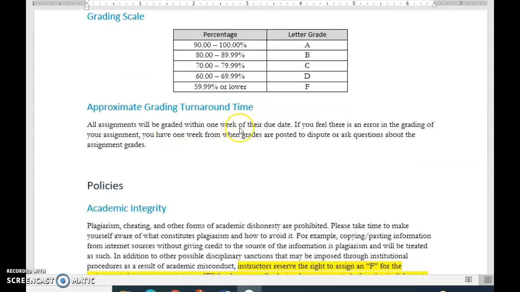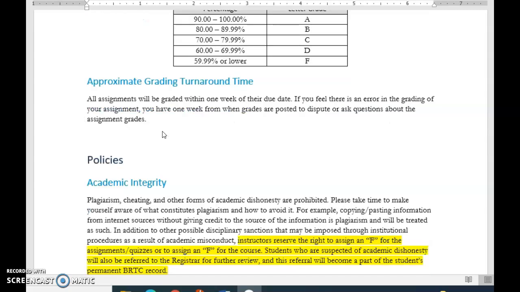Grading turnaround time, usually within a week. Probably sooner, but at least a week I can get grades posted and back to you. Okay. If you feel there's an error in the grading assignments, from the time I post them and give you the results, you have a week to dispute or ask questions. Okay.